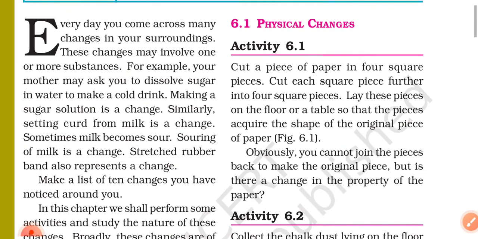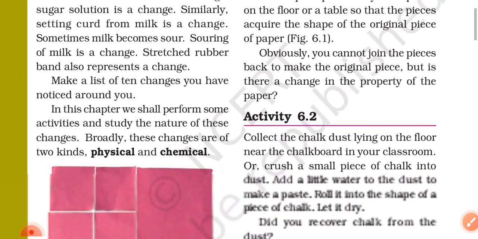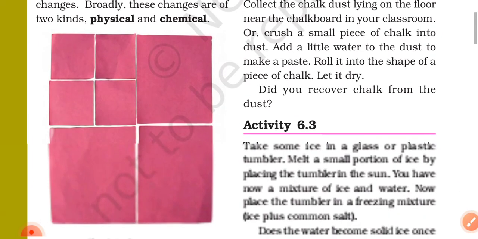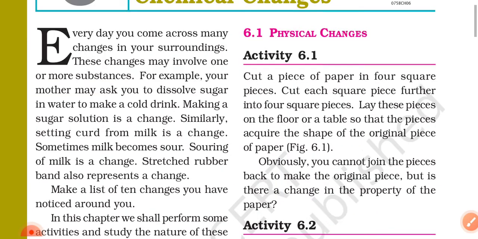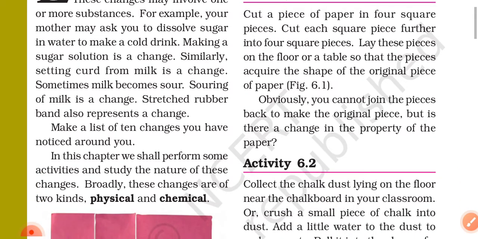Physical changes. Activity 6.1. Cut a piece of paper into 4 square pieces. Cut each square piece further into 4 square pieces. Lay these pieces on the floor or a table so that the pieces acquire the shape of the original piece of paper. Figure 6.1. Obviously, you cannot join the pieces back to make the original piece, but is there a change in the property of the paper?